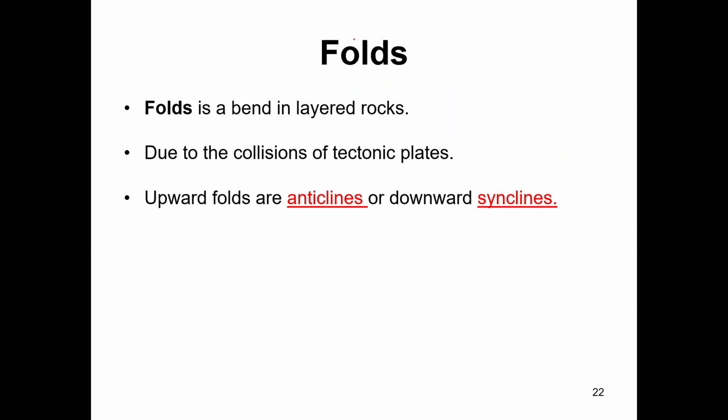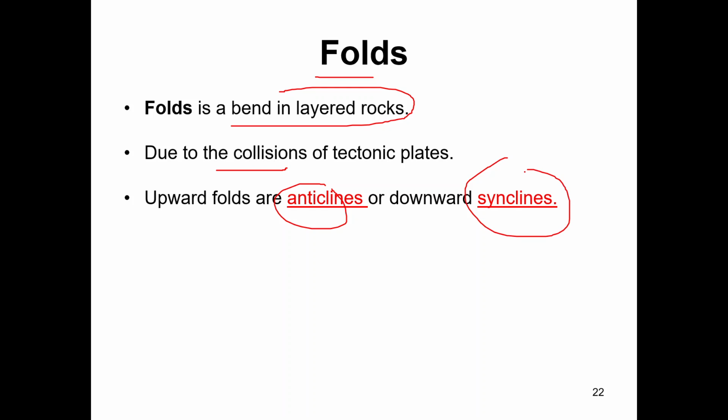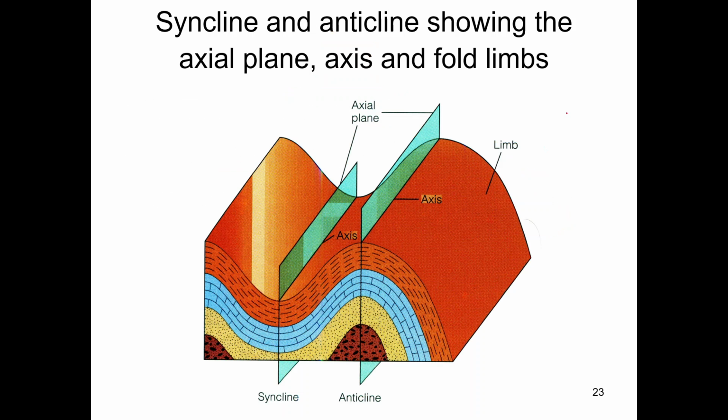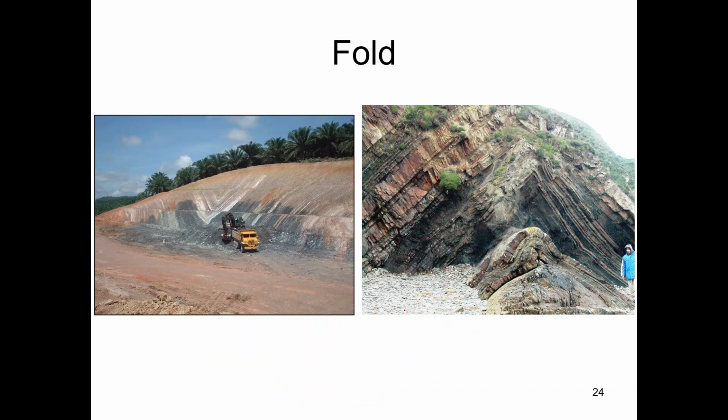Another geological structure we call a fold, which is mainly bent layers due to the collision of tectonic plates. If we have an upward fold, we call it an anticline. A downward fold we call a syncline. We are discussing folds, and we discuss them in lab 2 as well. So we have syncline and anticline. This is an anticline, this is a syncline, and we have an axis in the middle.